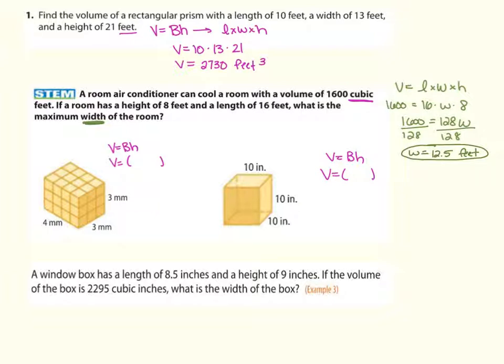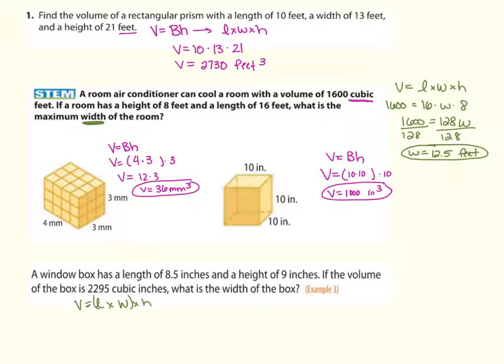Okay, so if you look at the 4 by 3 by 3 rectangular prism and the 10 by 10 by 10 cube, go ahead and try to do those two on your own. So pause the video and then press play when you're ready for your answers. Okay, so you should have gotten 36 millimeters cubed for the first one, and then 1,000 inches cubed for the actual cube.